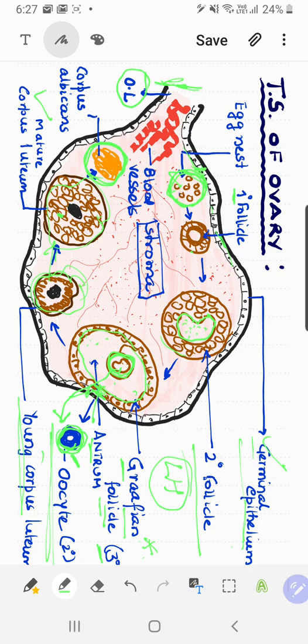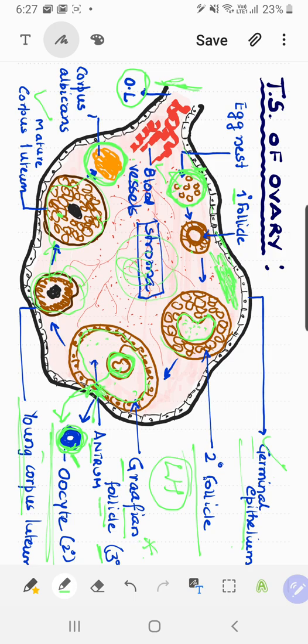Right, children? The red thing that you can see here is a ground material. That's why I have shaded the whole ovary pink, because this is the ground material. The liquid, the connective tissues, the blood vessels, the capillaries, everything is there. The border portion of this ground tissue would be known as cortex, and the center portion would be known as stroma. And these red things are the blood vessels. Just now I have told you that the ovary does contain blood capillaries.